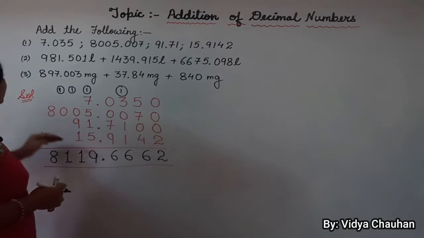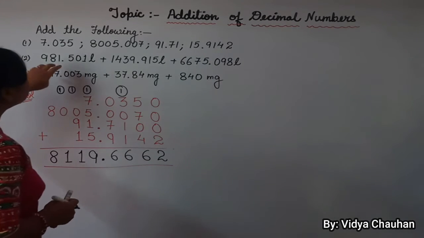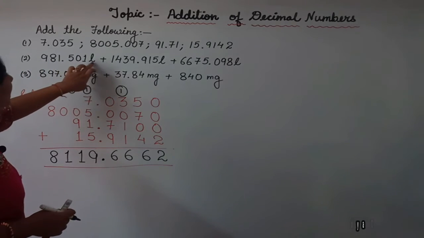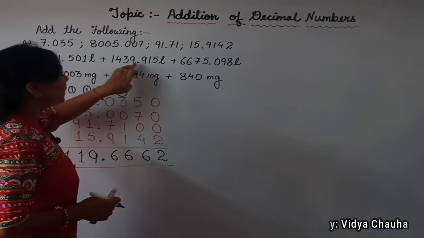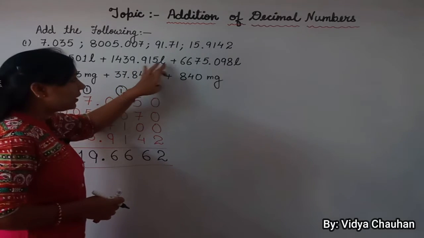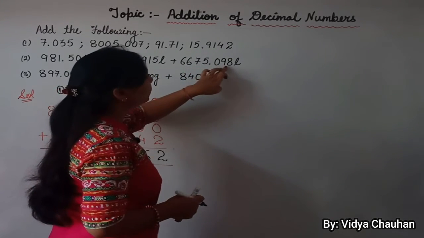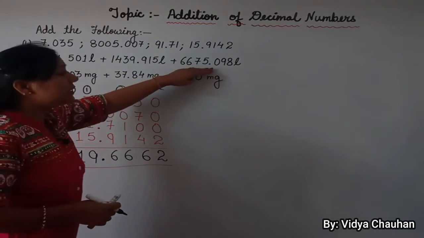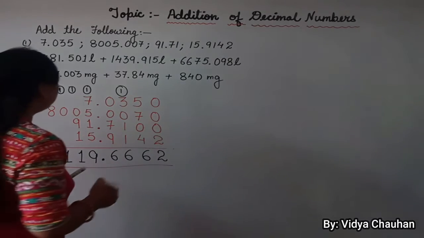Okay students, so let's take some more examples, the second part. The second part says you have to add 981.501 liter with 1439.915 liter and 6675.098 liters. So three terms which are in liters are given to us and we have to add them. So let's do the solution.